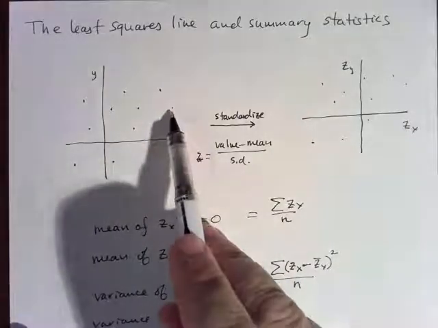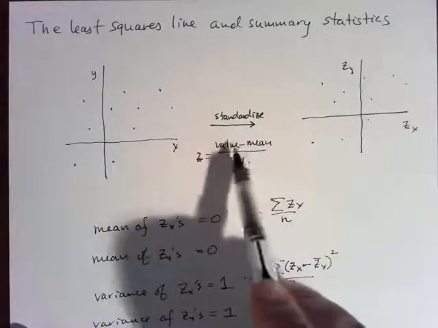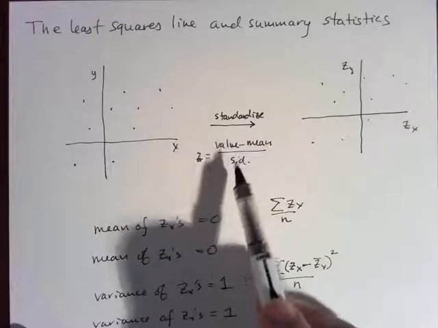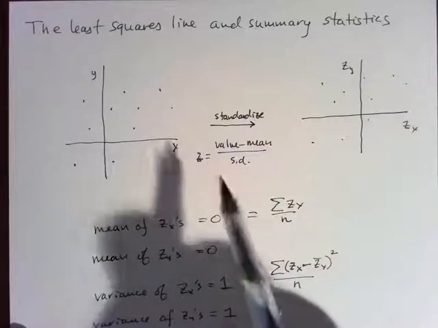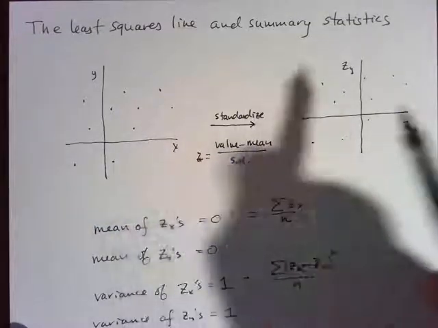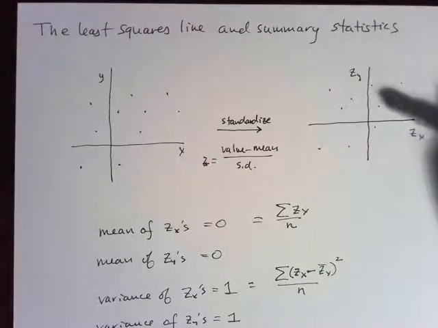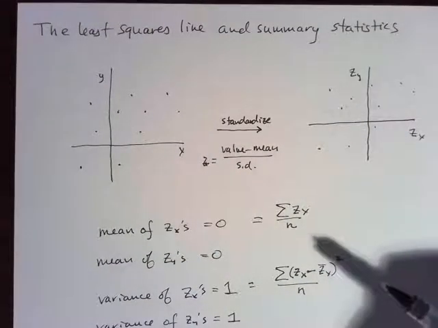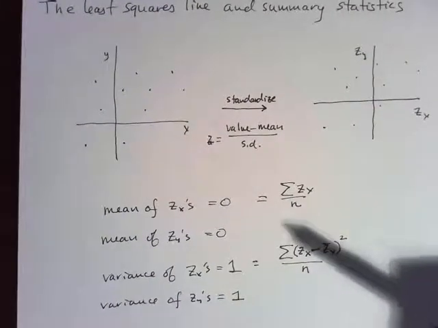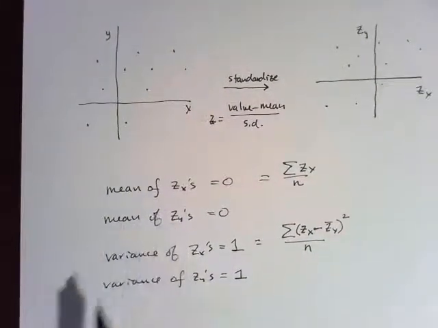So for each ordered pair, we're going to do this. We're going to take the x-coordinate minus the mean of the x's divided by the standard deviation of the x's. Do the same for the y's. And we'll get a new scatter plot, which looks the same, but now it's z-scores. And two consequences of it being z-scores that are going to be important are down here.